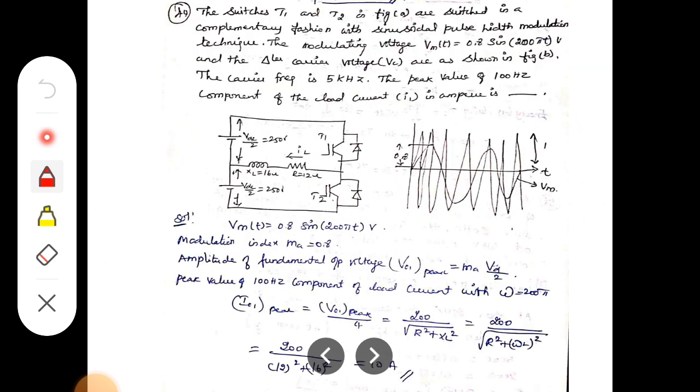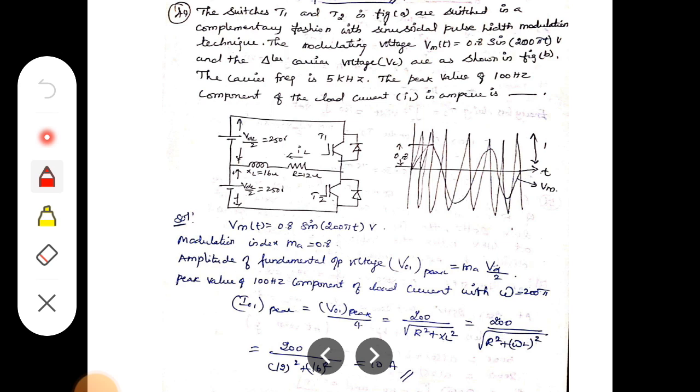So next problem. The switches T1 and T2 in figure A are switched in a complementary fashion with a sinusoidal pulse width modulation technique. The modulation voltage Vm of t is equal to 0.8 sin 200 pi t volt, and the triangular carrier voltage Vc is shown in figure B. The carrier frequency is 5 kHz. The peak value of the 100 Hz component of the load current I in amps.